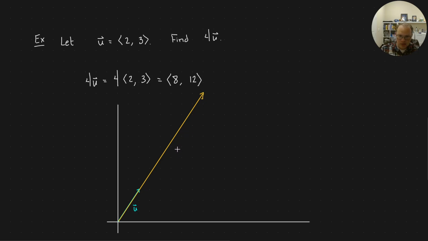And notice it's pointing in exactly the same direction, right? They are exactly lined up, the two vectors. And this really is 4 times this one. 1, 2, 3, 4. Okay, so that 4u really is 4 times as long as the original vector u.